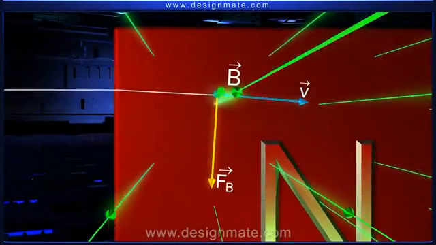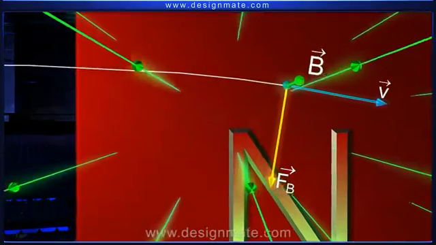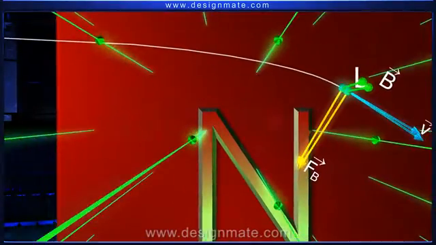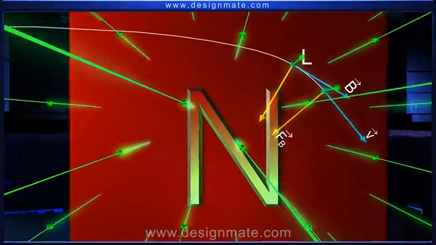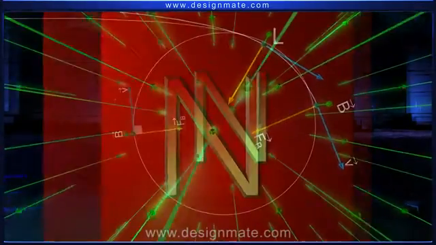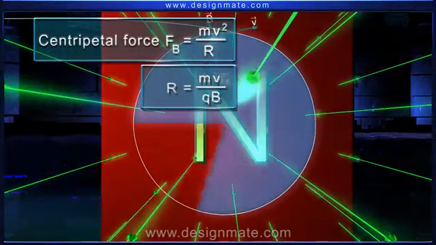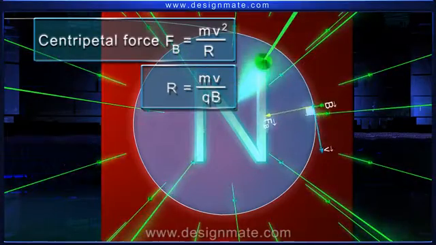For the case theta equals 90 degrees, the magnetic force is maximum. Under the influence of this force, the charge performs circular motion within the magnetic field. The radius of the circular orbit is given by r equals mv over qB.